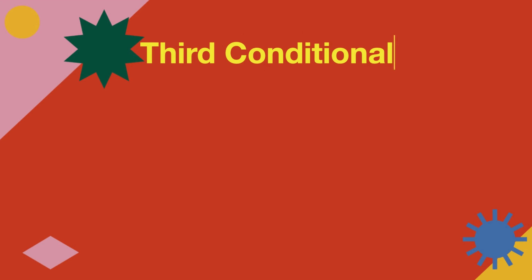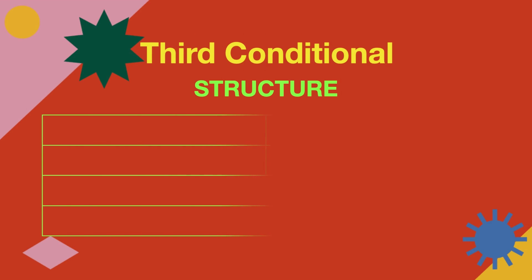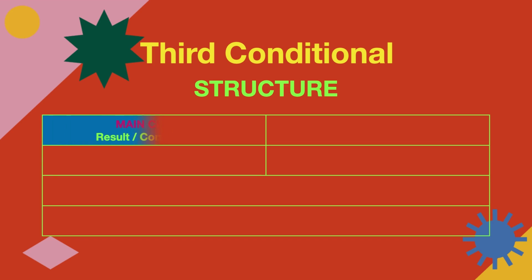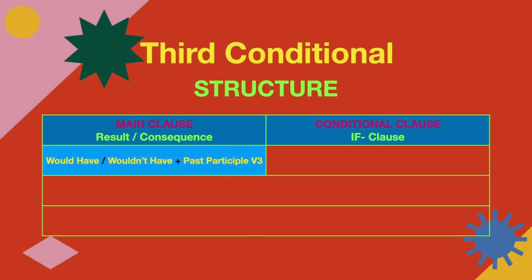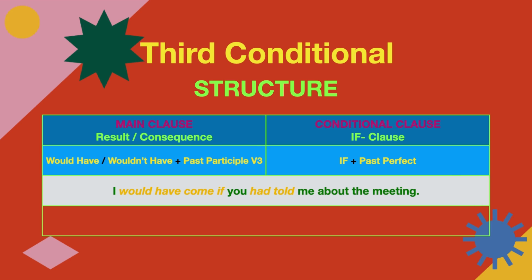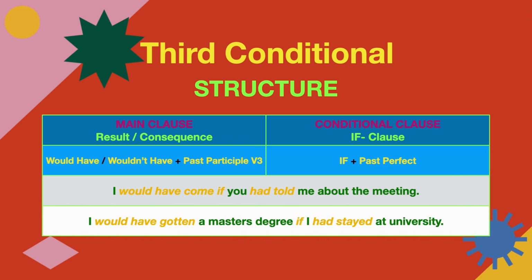Third conditional. Structure. Main clause. Result or consequence. Conditional clause. If clause. Would have, wouldn't have, plus, past participle, verb 3. If, plus, past perfect. I would have come if you had told me about the meeting. I would have gotten a master's degree if I had stayed at university.